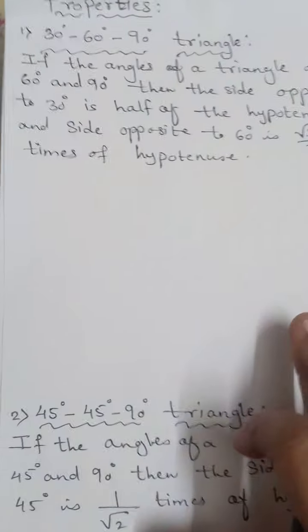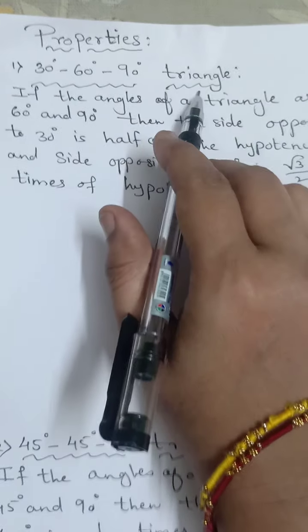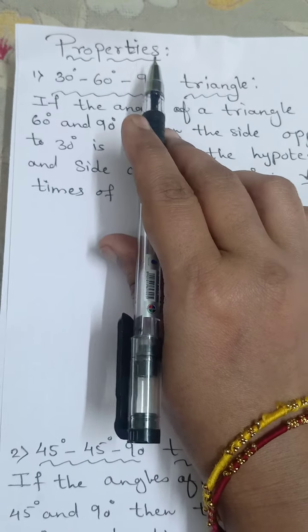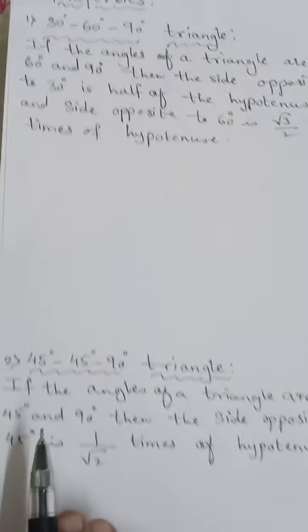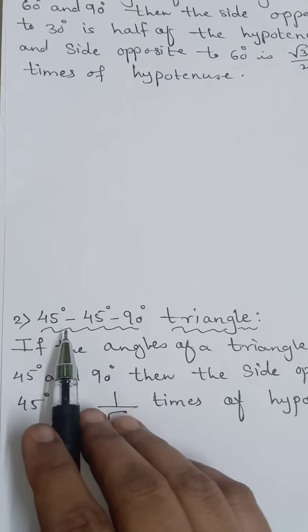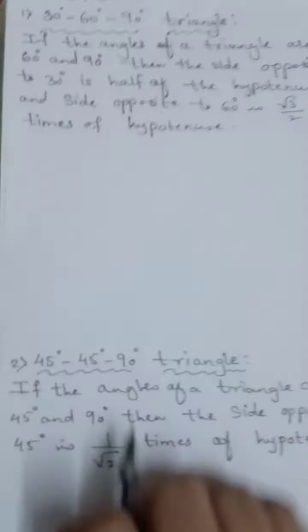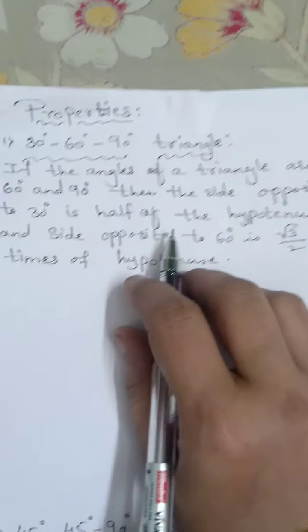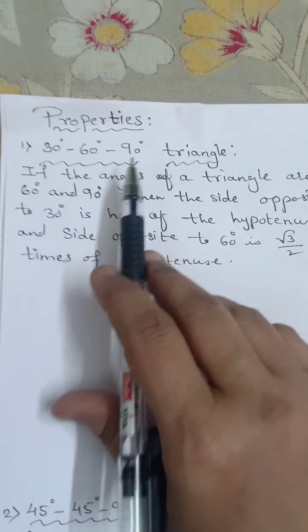First property is called the 30, 60, 90 degree triangle property, or we can say property of 30, 60, 90 triangle. And second is property of 45, 45, 90 triangle. Now there are two statements, so one by one we'll see both. So the first is 30, 60, 90 triangle.